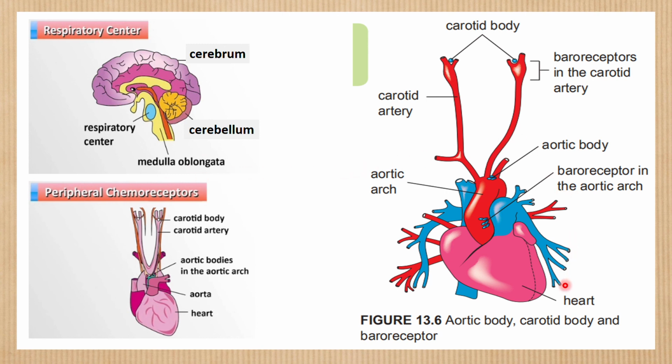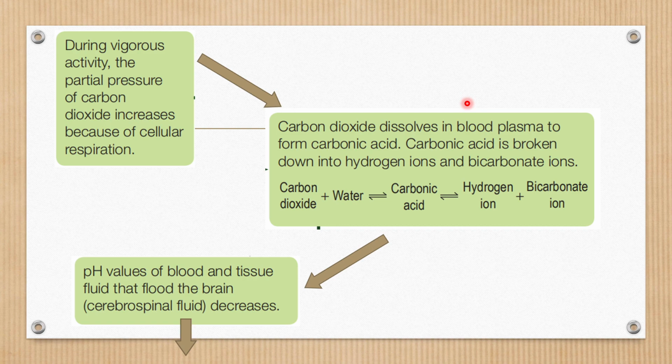Now this is the heart, and you can see this aortic body here at the aortic arch, and you can see the baroreceptor. Right, you can see the carotid body at the carotid artery over here. So what is this about? So let's look at it.